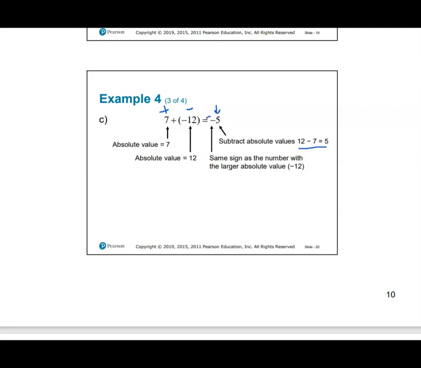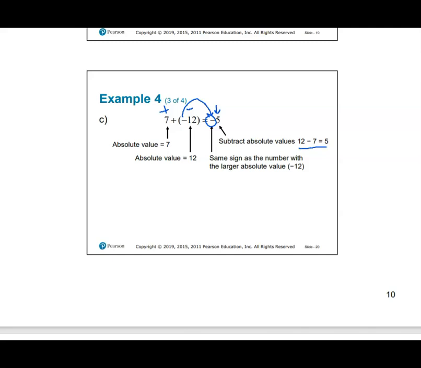And then they decided that it was negative because you take the sign of the larger number. And since 12 is larger than 7, that means that the negative number is larger in the negative. So I kind of say that one wins because it's the biggest. So it's going to take that sign.